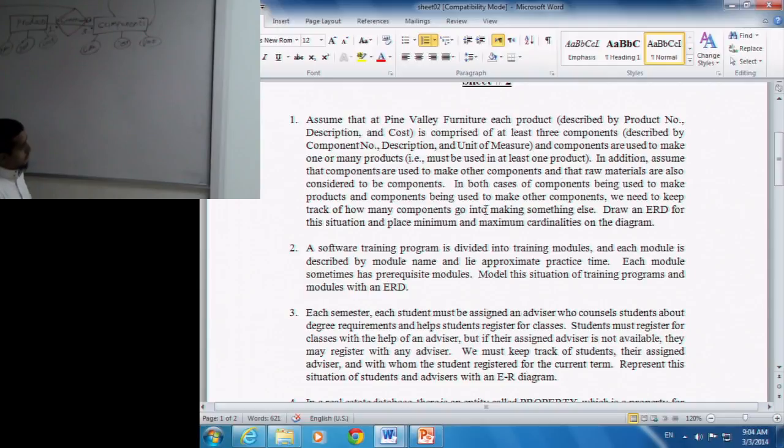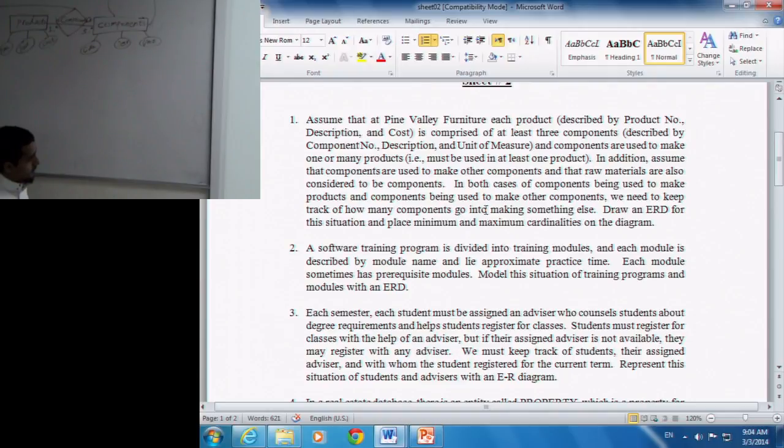Okay. This sentence here, does it carry the multiplicity? The sentence finished now, right? Considered to be components. It's finished. Where is the multiplicity? How can I tell the multiplicity? Let us read again.